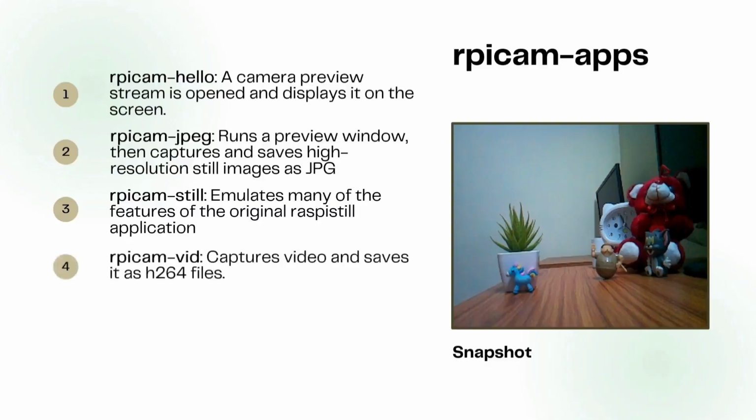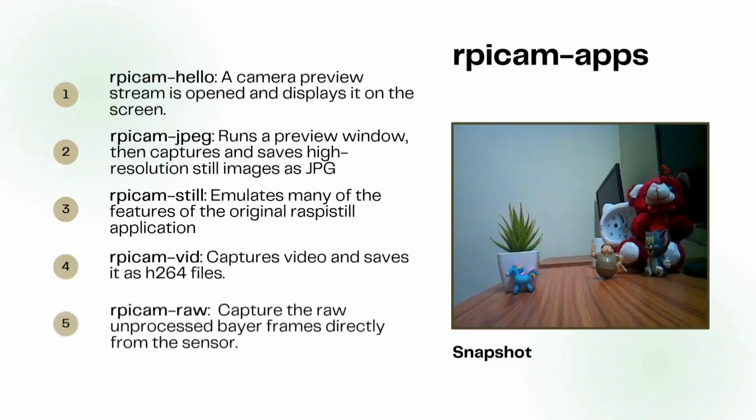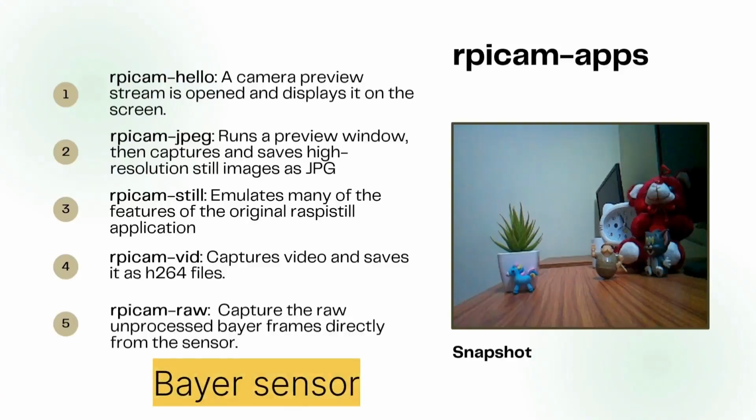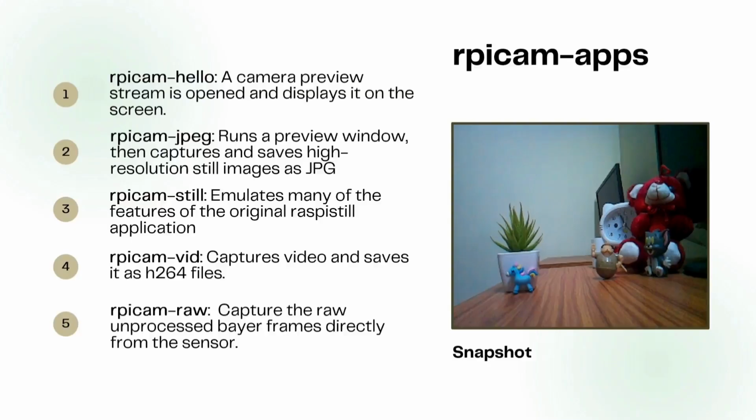rpicam-vid. This tool captures video and saves it as H.264 files. rpicam-raw. The sensor used in the camera module is a Bayer sensor. So if you need to capture the raw and processed Bayer frames directly from the sensor, this application can be used. Now let's try these tools one by one.